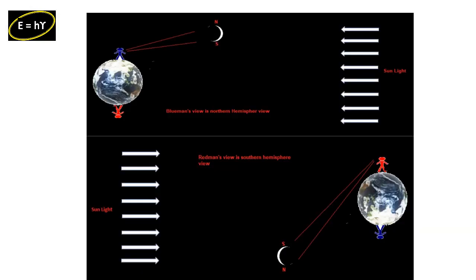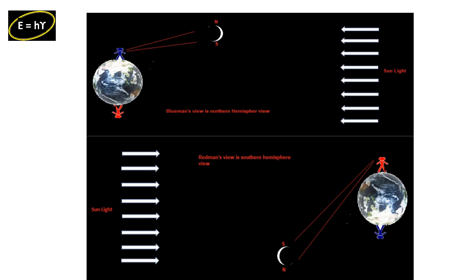Take a look at this picture, which shows the pictorial representation of the northern hemisphere and southern hemisphere views. You are the blue man viewing the waxing crescent moon from New York, and your friend is the red man viewing the same waxing crescent from Chile. You see the crescent moon as an inverted C. But your friend in Chile sees the shape of the crescent moon as a C.